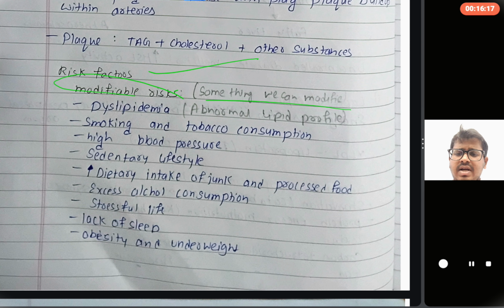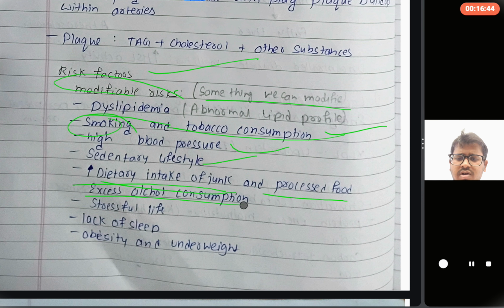First of all, we are talking about dyslipidemia, an abnormal lipid profile. We can decrease the lipids up to a certain level. We can change smoking and tobacco consumption. We can decrease our blood pressure by doing physical activities and decreasing our sedentary lifestyle. We can decrease dietary intake of junk food and processed food. We can decrease alcohol consumption. Another is a stressful life, lack of sleep, obesity, and being underweight. We can change these things.